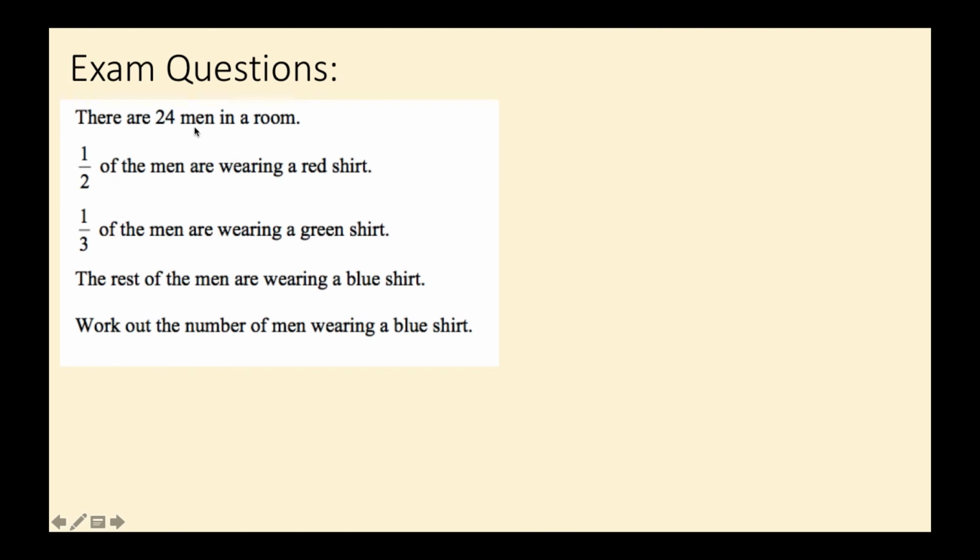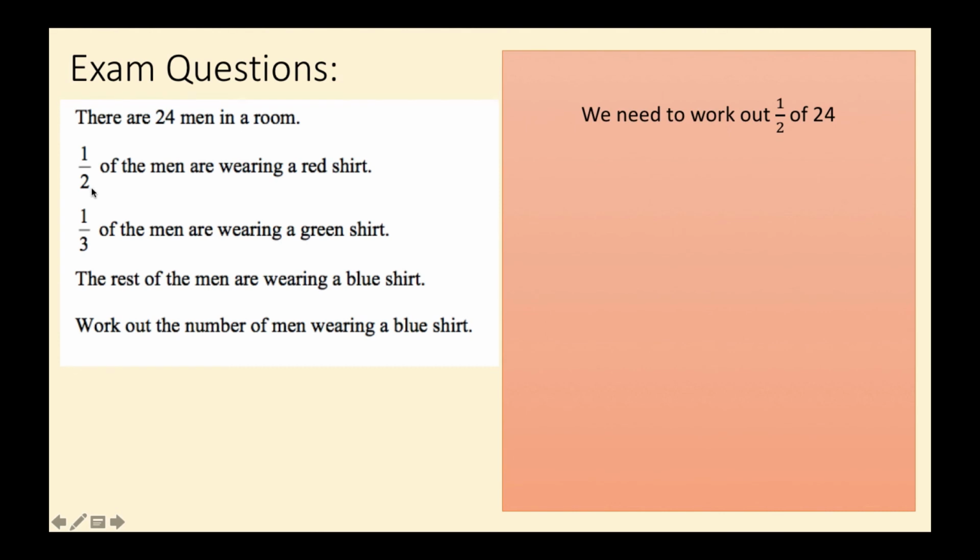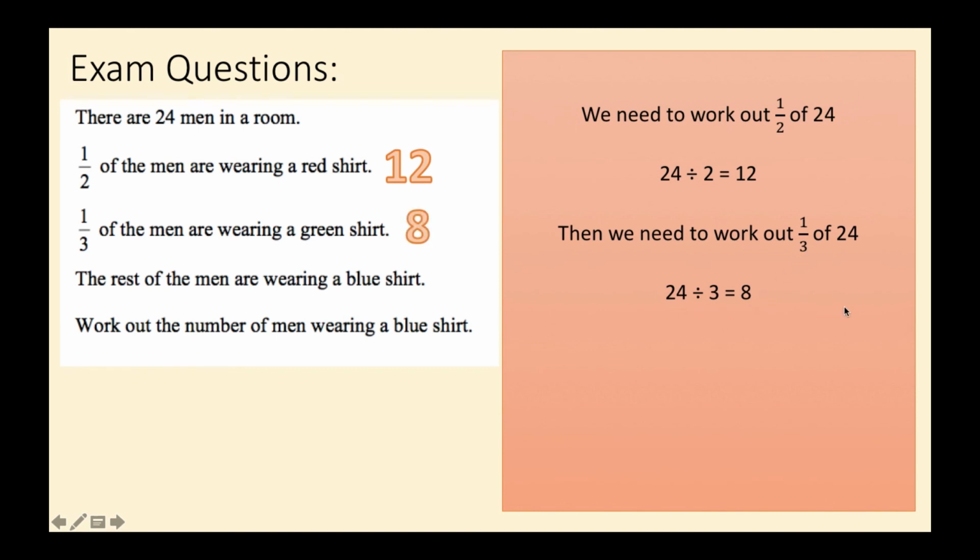There are 24 men in a room, and I want to work out how many are wearing red, and half of them are wearing red. So if half of them are wearing red, I need to do 24 divided by 2, which gives me 12. So 12 are wearing red. A third of the men are wearing green. So I need to do a third of 24. 24 divided by 3 is 8. So 8 are wearing green.